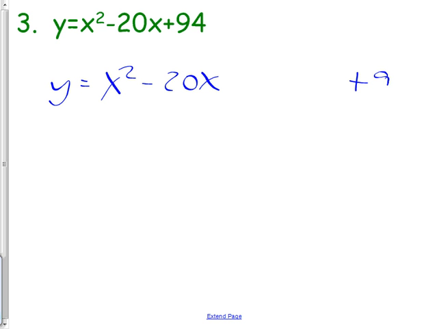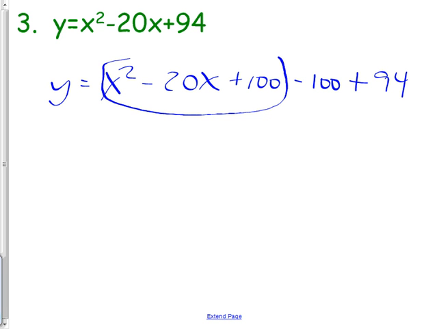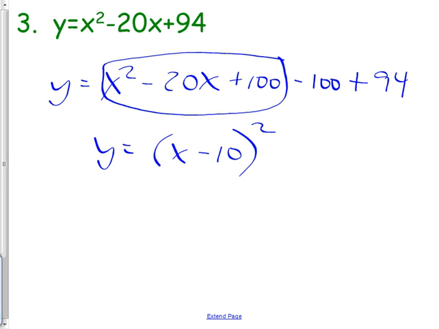And I'm moving the plus 94 way over there. And then I'm going to say, I don't want 94. I wanted what? 100, because half of 20 is 10. 10 squared is 100, minus 100. This part's perfect. y equals (x minus 10) squared. That goes together, makes negative 6. Raise your hand if you had that one right.